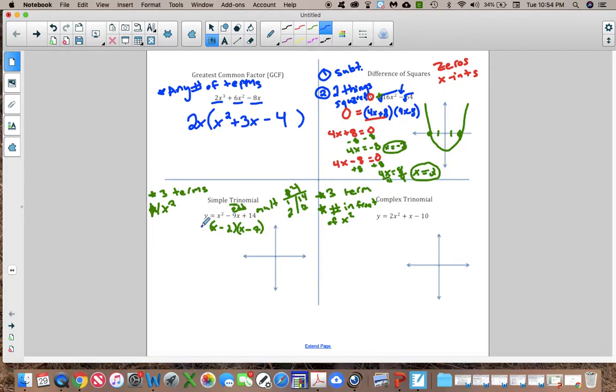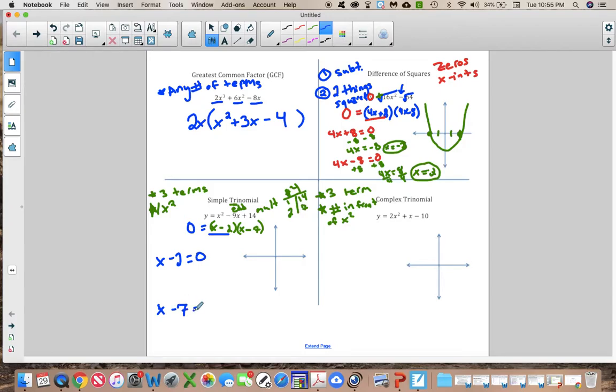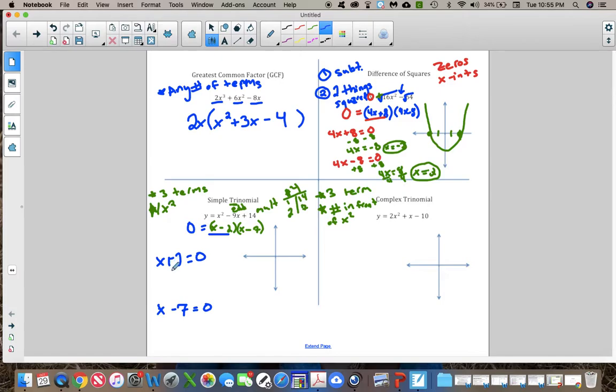set this guy equal to 0. And in doing that, I will set both pieces equal to 0 individually. So x minus 2 equals 0, and x minus 7 equals 0. Okay, and if I want to get x by itself, I would add the 2 to the other side. That's a -2. I would add the 2 to the other side, so x would be +2.